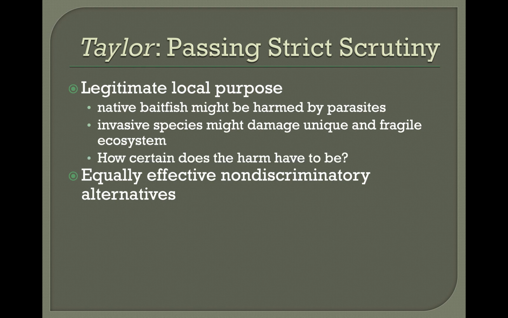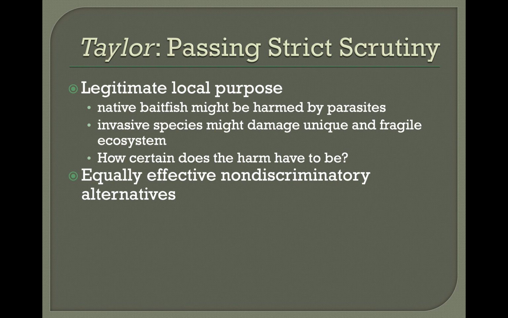Now, Justice Stevens in his dissent criticizes the majority's acceptance of these local purposes because, according to Justice Stevens, a lot of this seems hypothetical. He says on page 6, if Maine wishes to rely on its interest in ecological preservation, it must show that interest and the infeasibility of other alternatives with far greater specificity.